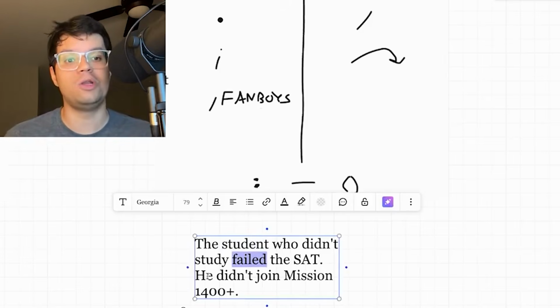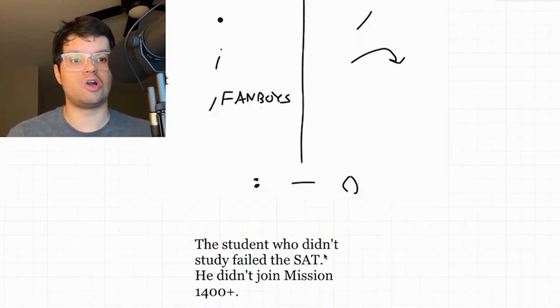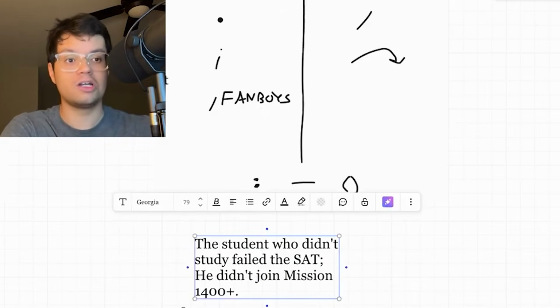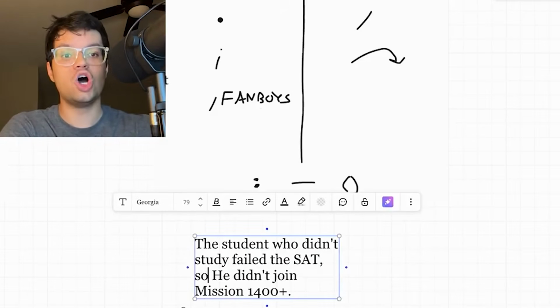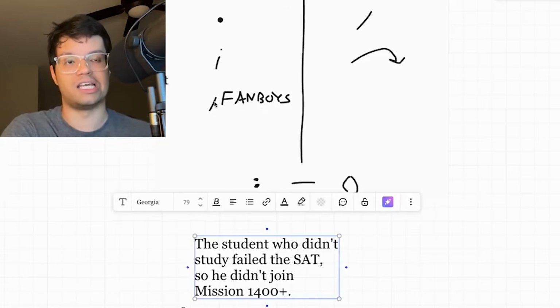Then we have here, he didn't join mission 1400 plus. He is the subject, join is the main verb, no wasabi word. So we can separate this just with a period. We could also use a semicolon, or we could say so, because that would be comma plus a fanboys word.